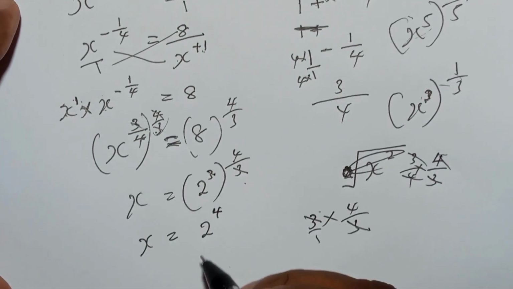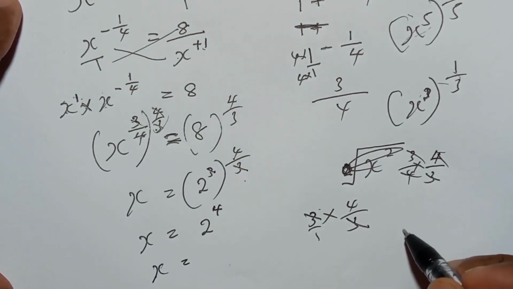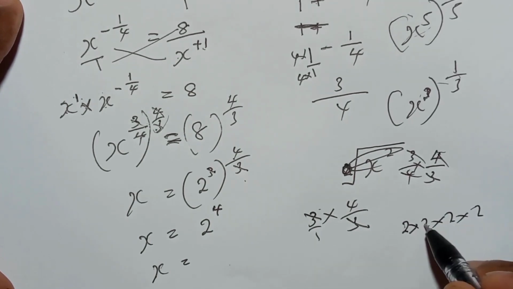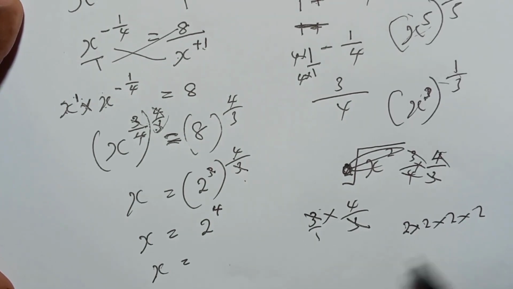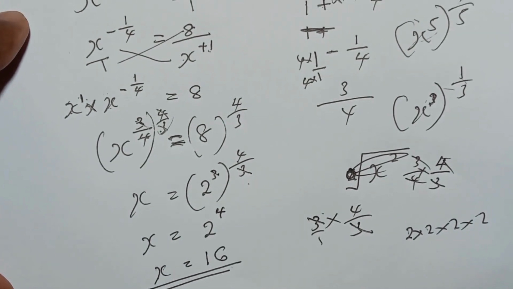Now 2 to the power 4, what is the answer? Again you can think 2 into 2 into 2 into 2. 2 into 2 is 4, 4 into 2 is 8, 8 into 2 is 16. So here will be 16. Our final answer for x is 16.